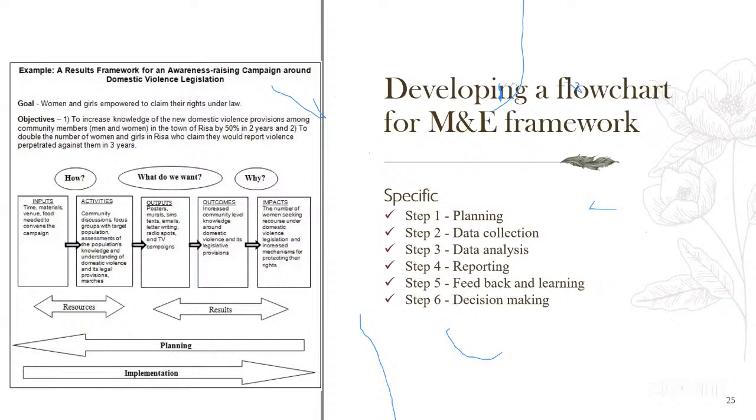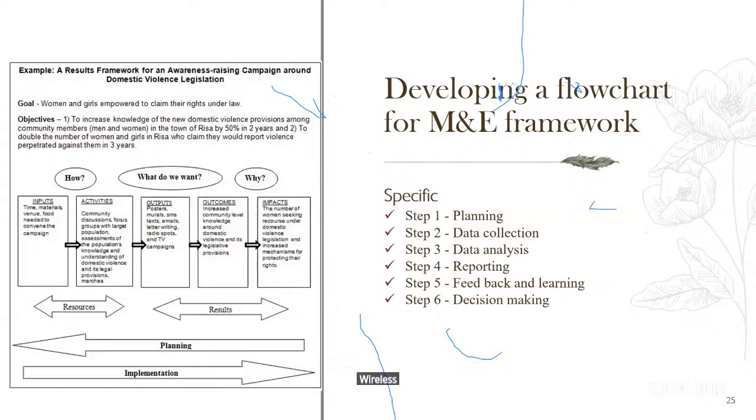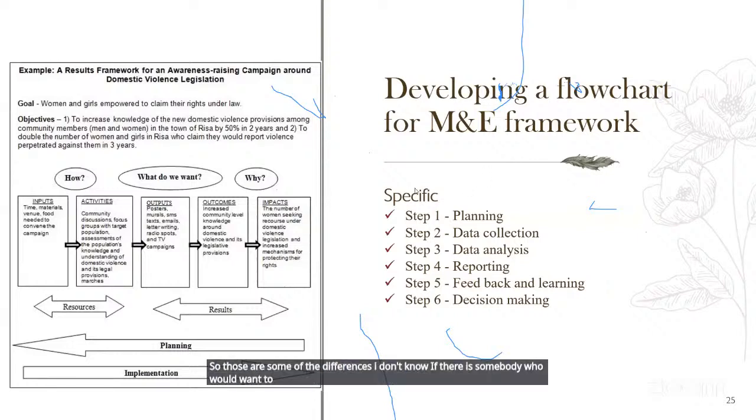Maybe the other thing. Yeah, so the other thing that could be important is also the time when you see it happen. When you talk of the theory of change, it is typically developed during the program design, while your M&E occurs throughout the program. So those are some of the differences. I don't know if there is somebody who would want to add something.